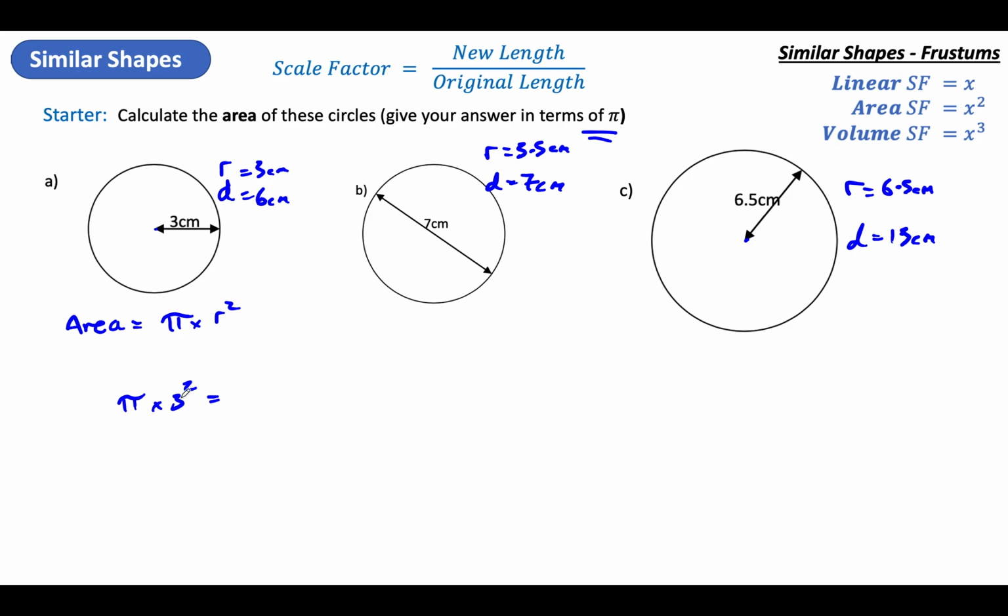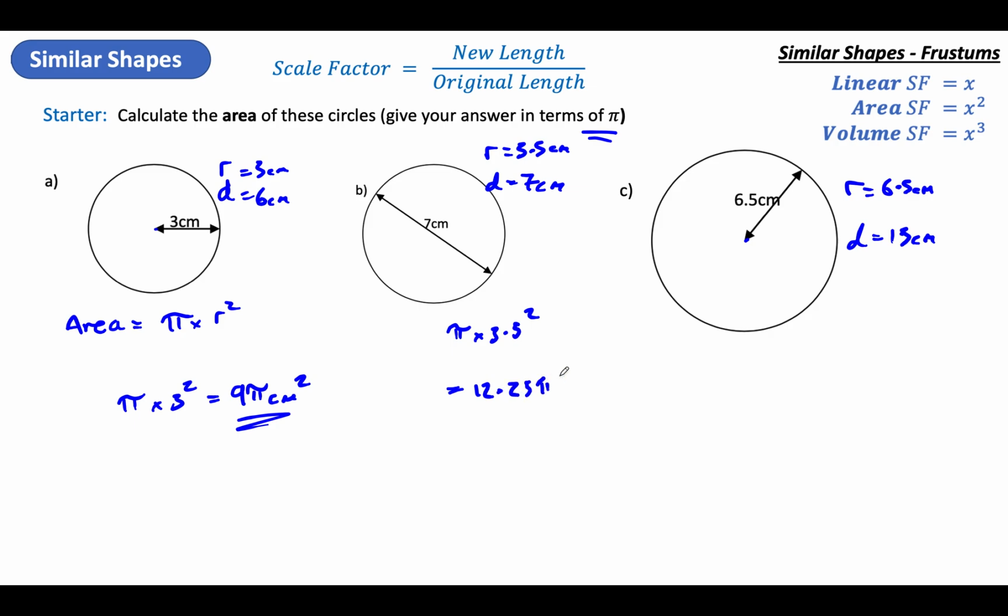So I need to do pi times 3 squared, which is 9 pi. Just like we'd have 9 times x is 9x, we do 9 pi centimetres squared. Make sure you've got units there. See, didn't even need a calculator for that one. Now this one, to be fair, you have got a decimal in here, so you might need a calculator for that bit. But it's going to be pi times 3.5 squared. Now 3.5 squared is 12.25.